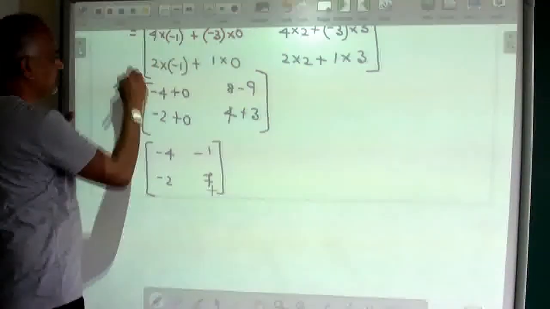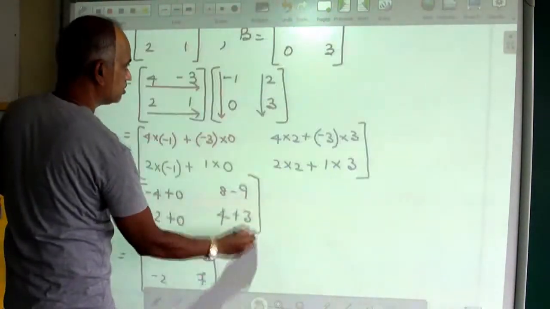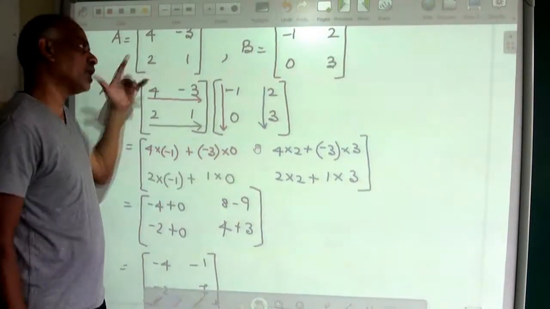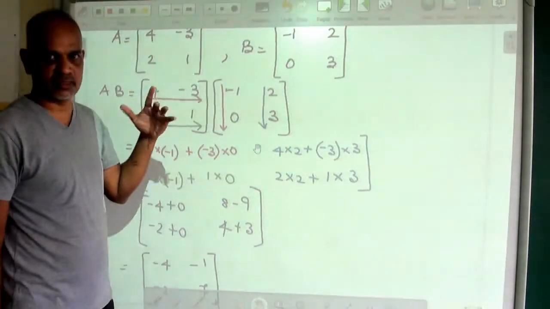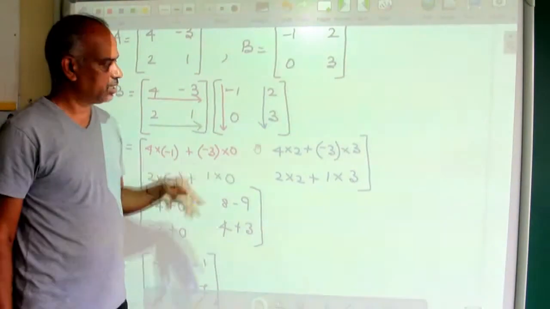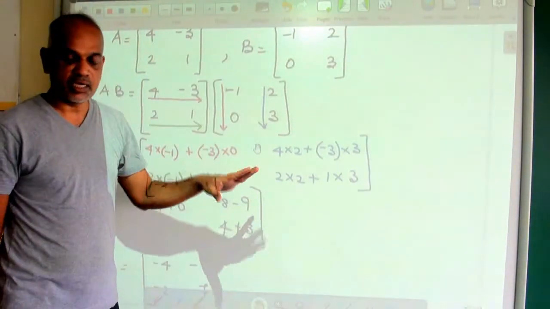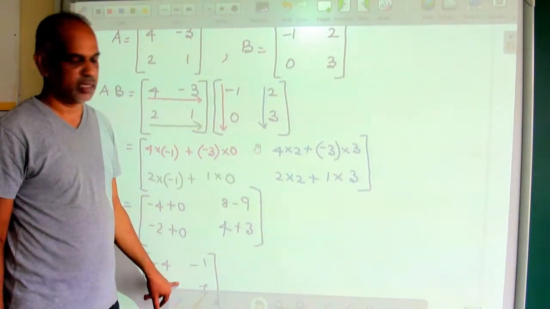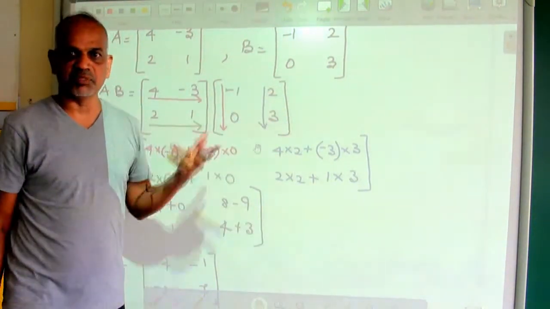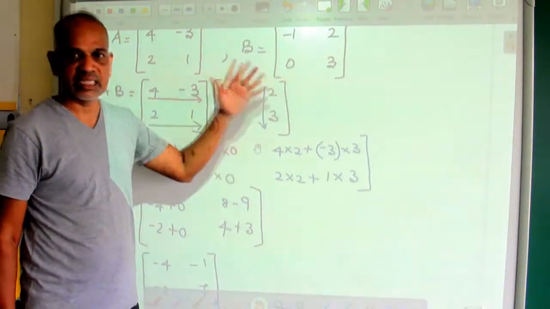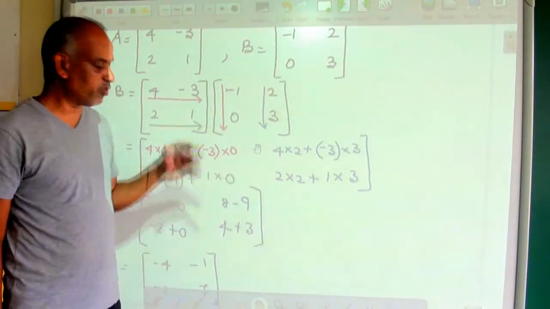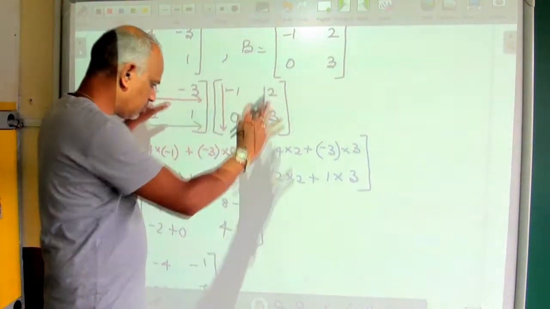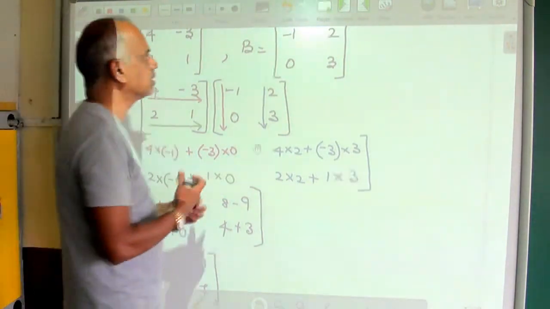This is A into B. This is A multiplied with B. You can also multiply B with A in this case, because both of them are 2 by 2 matrices. B with A, when you multiply, will not give you the same answer as A with B. It will be slightly different, because your rows and columns are going to change. First you are going to use B, then you are going to use A. Therefore, the result will be slightly different. So, this is how you multiply two matrices.